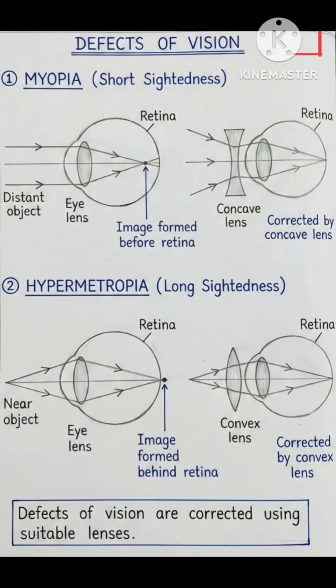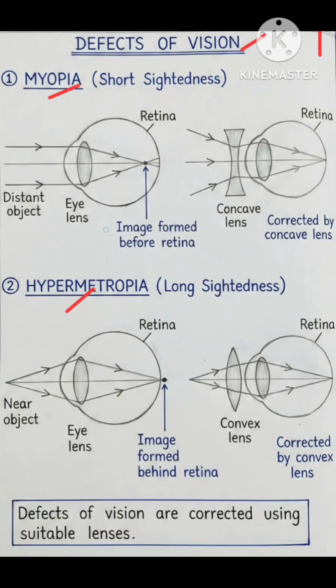Now see the defects of vision. Sometimes the eye cannot focus light correctly on the retina. This results in defects of vision. The two common defects are myopia and hypermetropia. Myopia is also known as short-sightedness. A person with myopia can see nearby objects clearly, but distant objects appear blurred.